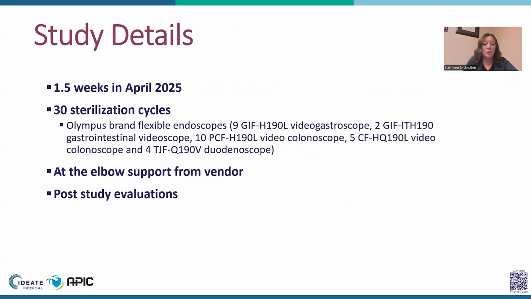So for this evaluation study, it lasted 1.5 weeks and it was just earlier this year. And our goal was to get through 30 sterilization cycles. So as I mentioned, all Olympus endoscopes, we used several different types and models that are listed here for you, but included video gastroscopes, video colonoscopes, as well as duodenoscopes. We did have at the elbow support from the vendor for this entire evaluation of the study, and we'll talk about what that meant for us. But it was very helpful to really understand the technology itself. And then we did some post-study evaluations with our teams.